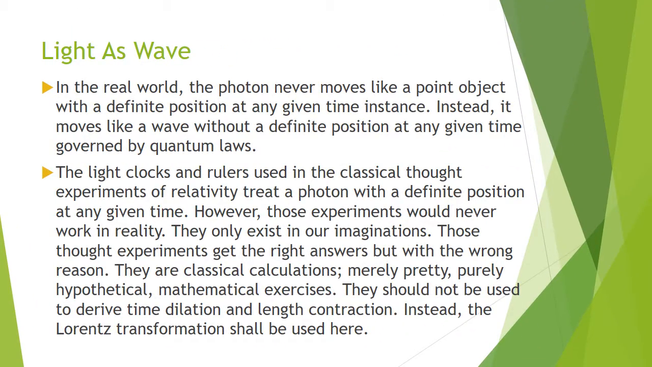In the real world, the photon never moves like a point object with a definite position at any given time. Instead, it moves like a wave without a definite position at any given time, governed by quantum laws. The light clocks and rulers used in the classical thought experiments of relativity treat a photon with a definite position at any given time. However, those experiments would never work in reality.